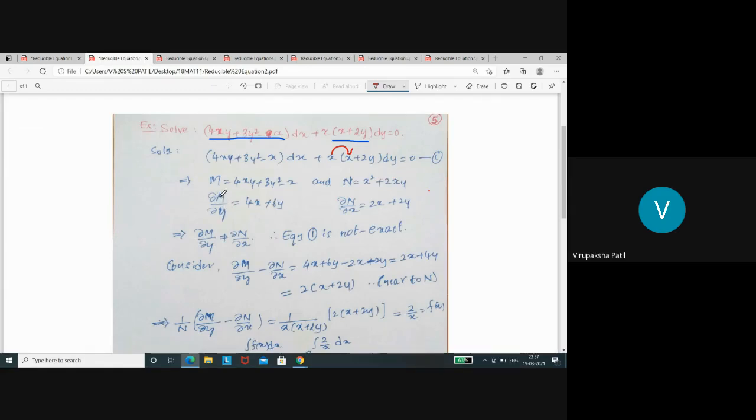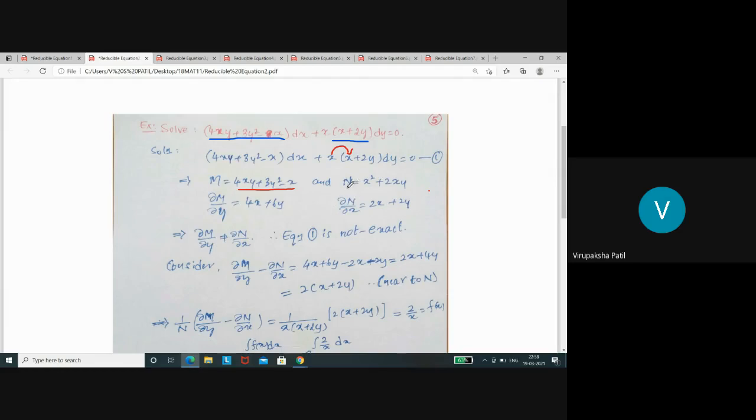Now we will find the partial derivative of M with respect to y, that is ∂M/∂y. Differentiate this quantity with respect to y. It becomes 4x, with x held constant since we are differentiating partially, and y differentiates to 1. Then 3 is as it is, and the differentiation of y² with respect to y becomes 2y, so 2y times 3 is 6y. The differentiation of x with respect to y becomes 0, so no need to write that term. So ∂M/∂y = 4x + 6y.